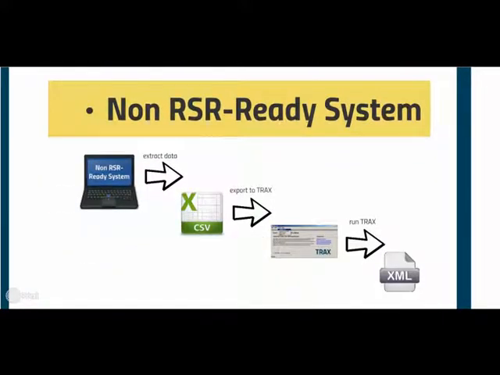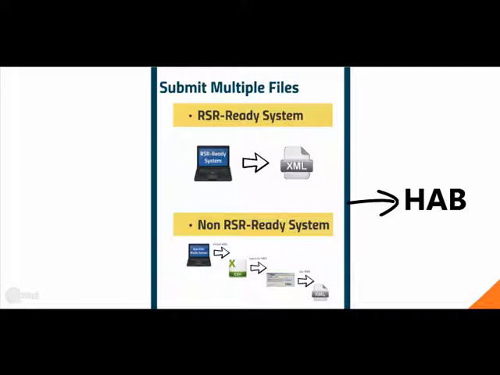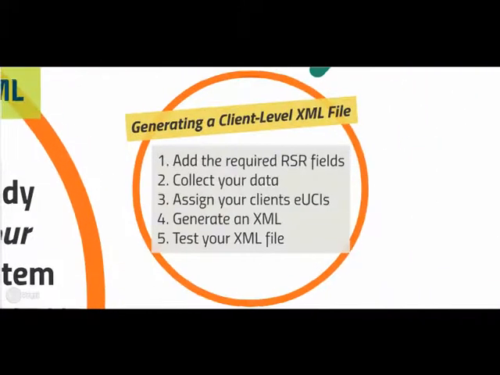You can use Trax to create the file from the non-RSR ready system. Once you've uploaded the files to HAB, HAB will merge client records in these files based on the EUCI. Now you might be wondering, what do I have to do to make the XML file given my current data processing system? There are 5 main steps you need to complete to generate your client-level XML file. Depending on the system you use, some or even most of these steps might already be done for you.